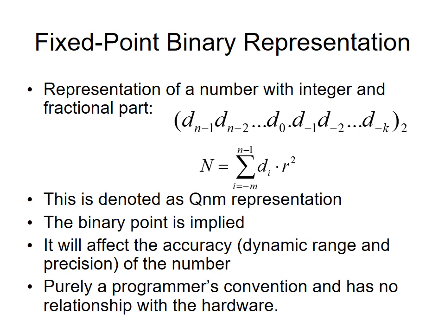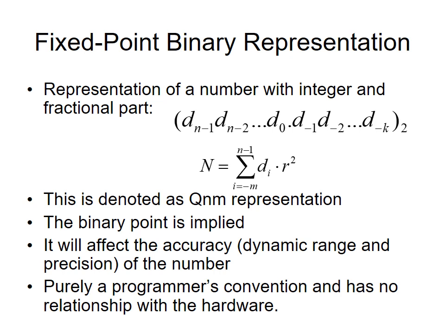So that is the fixed point binary representation. It means the representation of a number with integer and fractional parts. It should be represented as d(n-1), d(n-2), etc., up to d0, d(-1), d(-2), etc., up to d(-k). So that is N equals the summation from i equals -k to n-1 of d_i times 2^i. It should be denoted as a Qn.m representation.